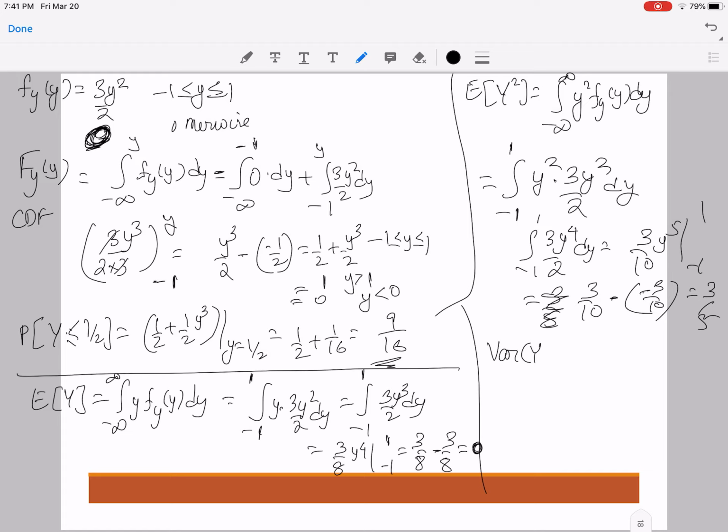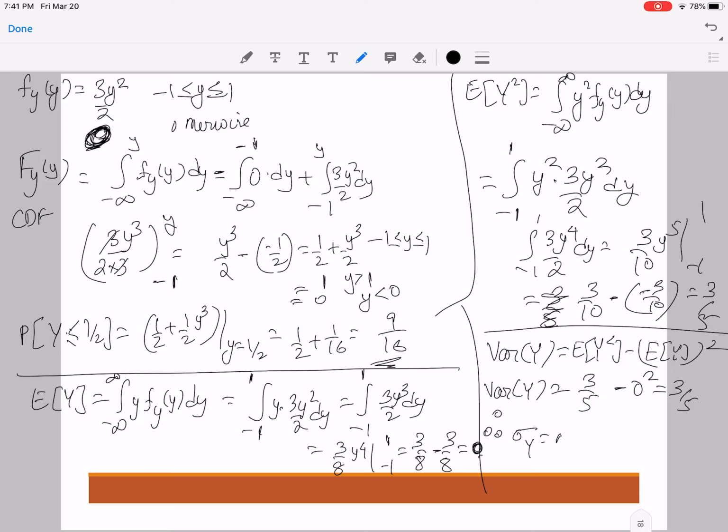Now the variance of y is the expected value of y squared minus the expected value of y, whole squared. So the variance of y is the expected value of y squared, which is 3 over 5. The expected value of y was 0, so 0 squared, which gives me 3 over 5. And therefore, the standard deviation is the square root of the variance of y, which is the square root of 3 over 5. So that's the complete solution for this problem. This was part A, this was part B, this was right here part C, and this one was part D.